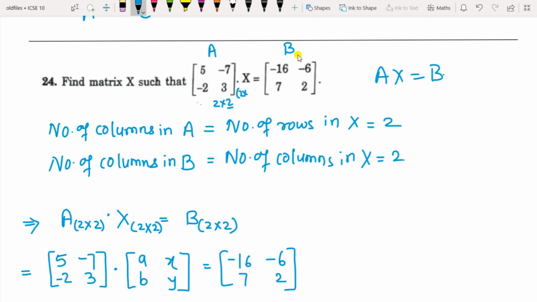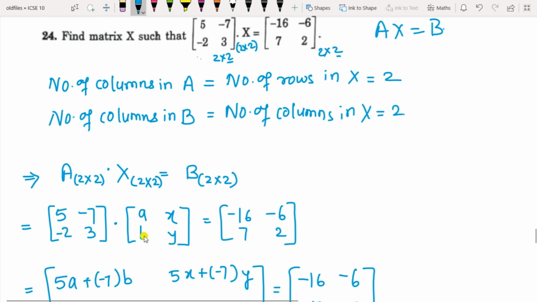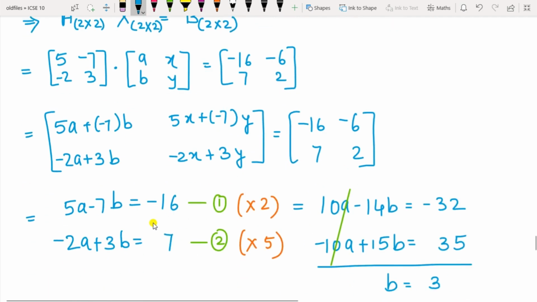And the number of columns of B, so this is a 2 by 2 matrix. The number of columns in B should be equal to the number of columns in X. So that is also 2. Okay, so this way you have to consider the order for X here. So X will be of the order 2 by 2. So let the elements of X be a, x, b, y. These are the elements of the X matrix here. And now you have to multiply it.